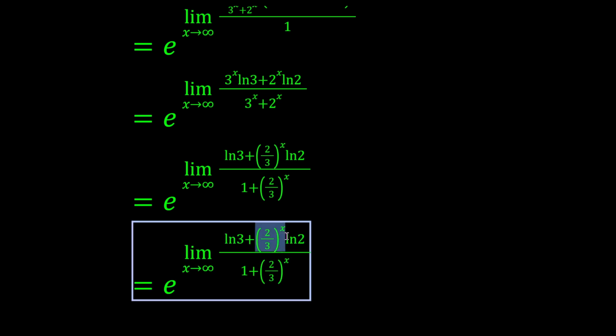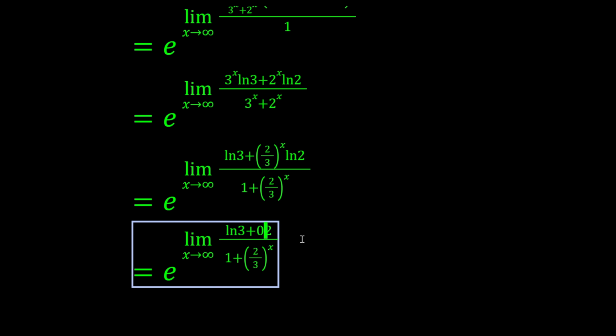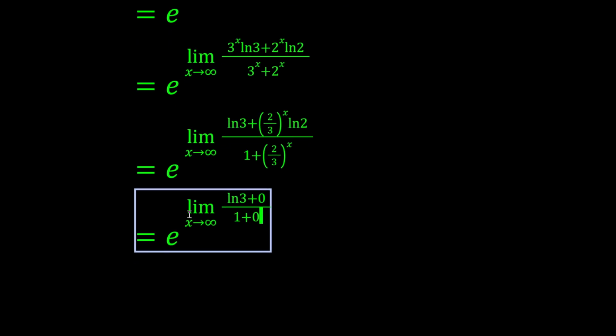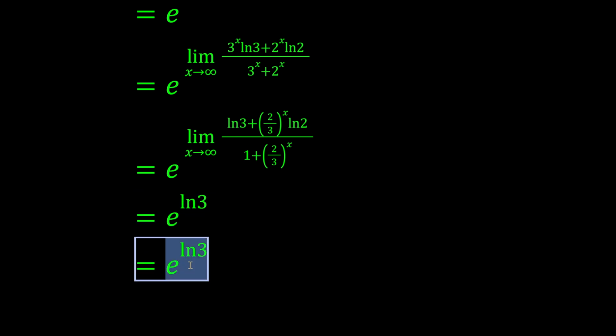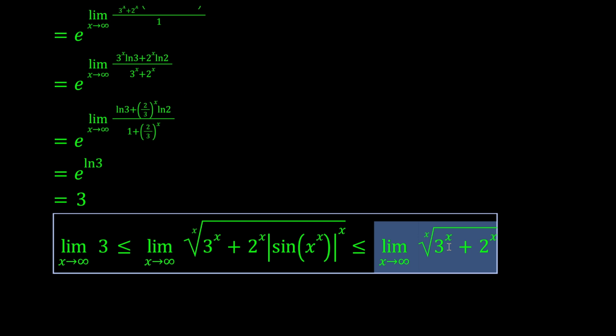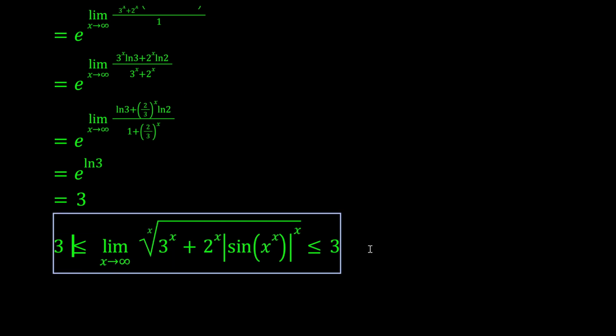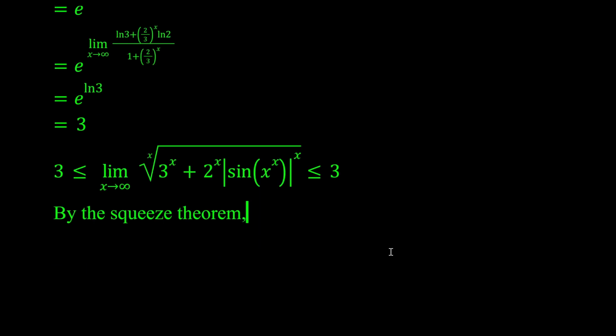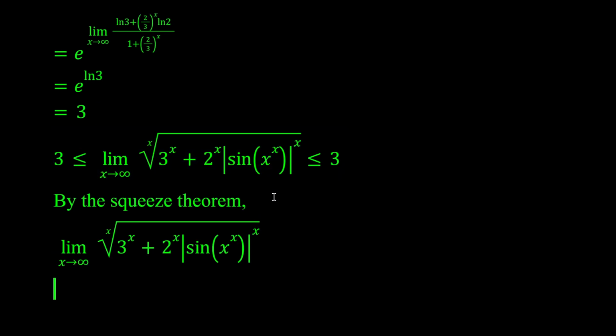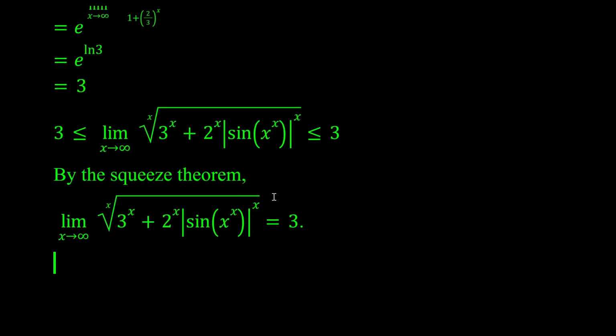So we just have log 3 plus 0 over 1 plus 0. And okay, yeah, so that is log 3. Nice. So we have e to the log 3, and that would just be 3. And I guess the squeeze theorem worked out, because now both of these sides go to the same limit. So by the squeeze theorem, we can say that our original limit, which is this crazy thing, is 3.